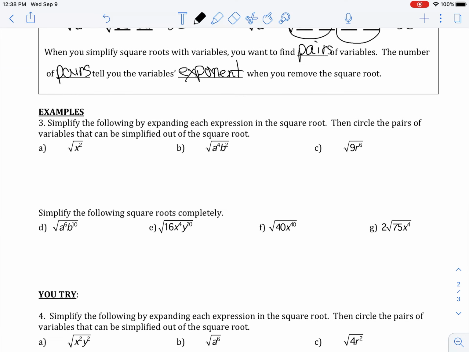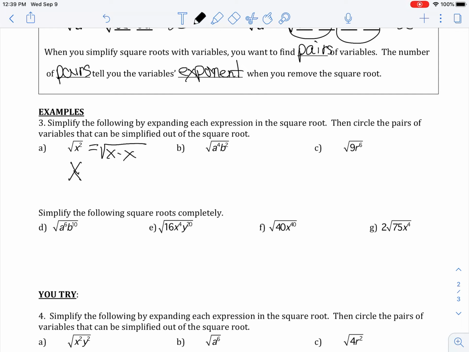All right, so the square root of a squared. So we'll start with that first example. I'm going to let you try it and pause, and then you can put the answer in the blank in Edpuzzle. So the square root of x squared is x, because when you expand it, that's the square root of x times x, one pair, so 1x comes out.